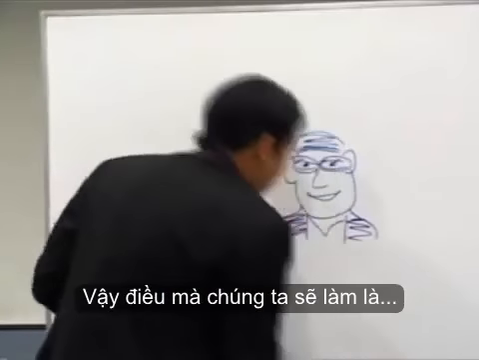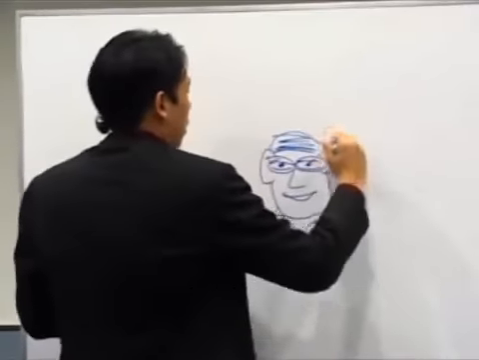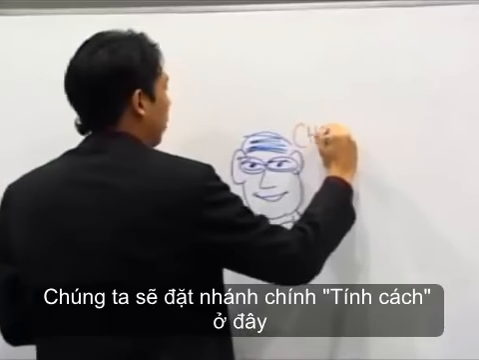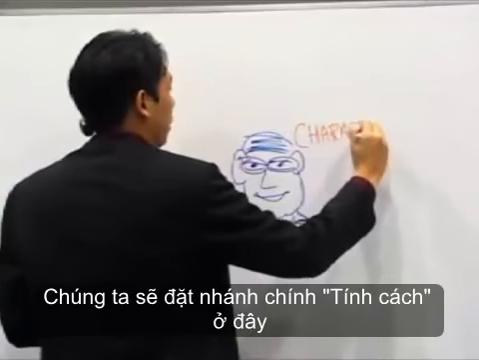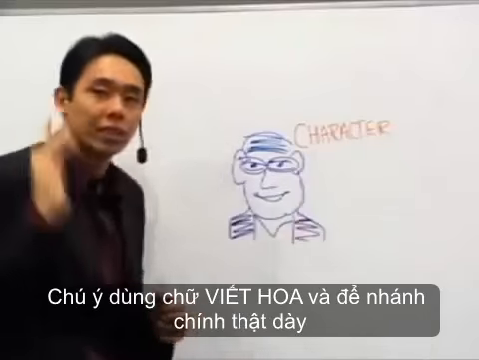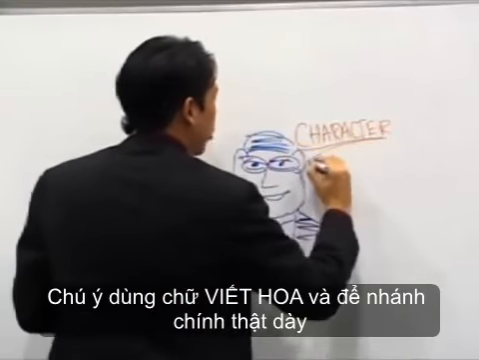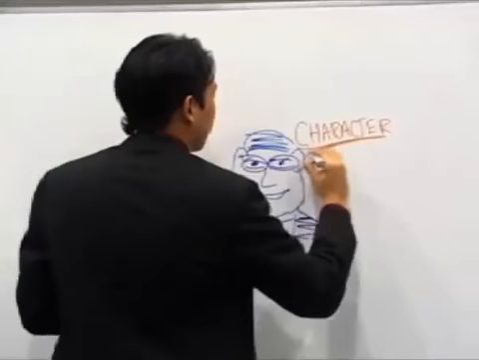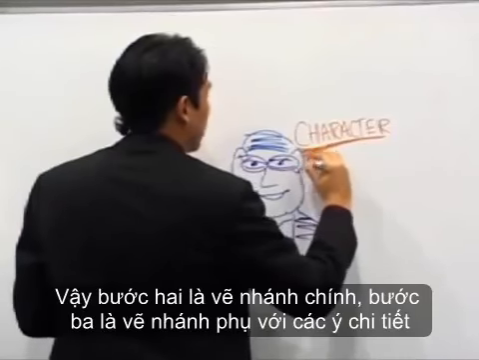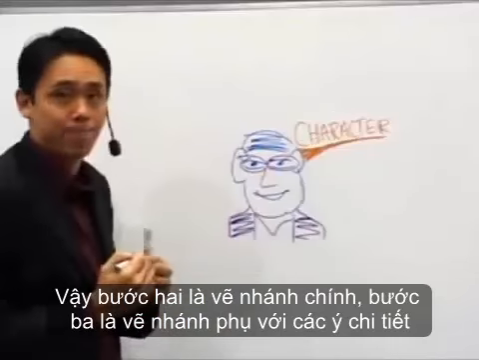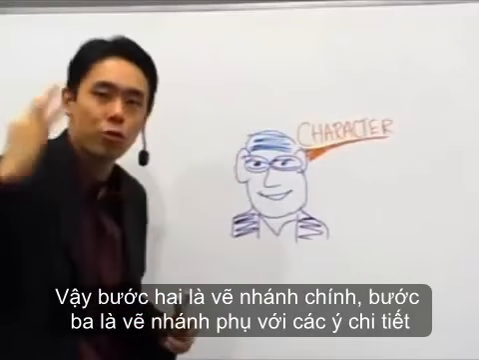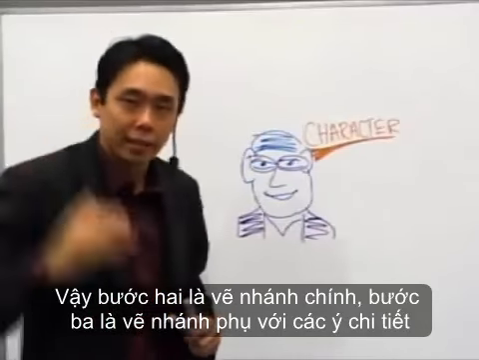So what we do is, we add the first subheading, character, here. And recall, your subheading has got to be in capital letters, and it's got to be resting on a thick branch. So again, step number 2 is we add the subheading. Now once we add a subheading, step number 3 is we add the main points and the details.